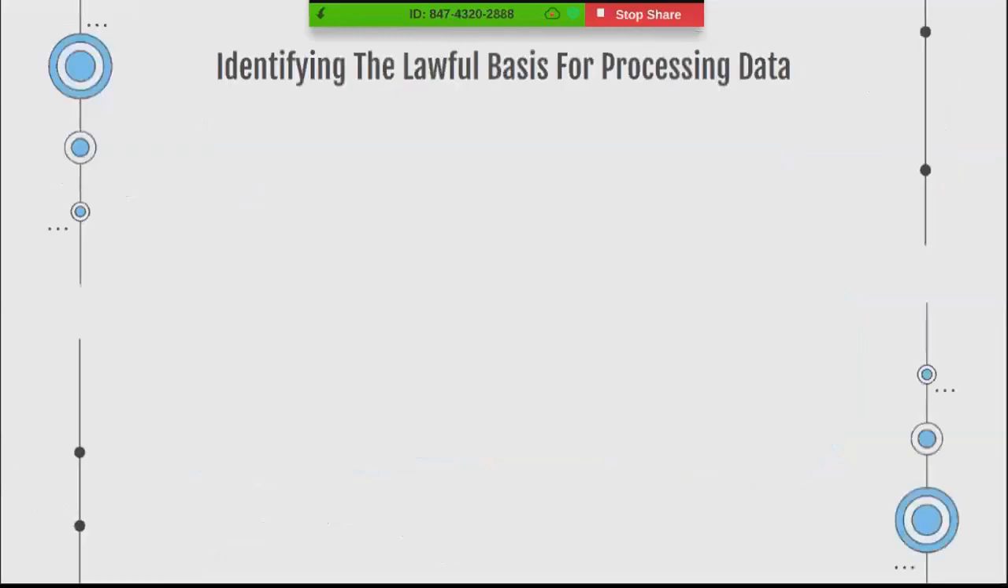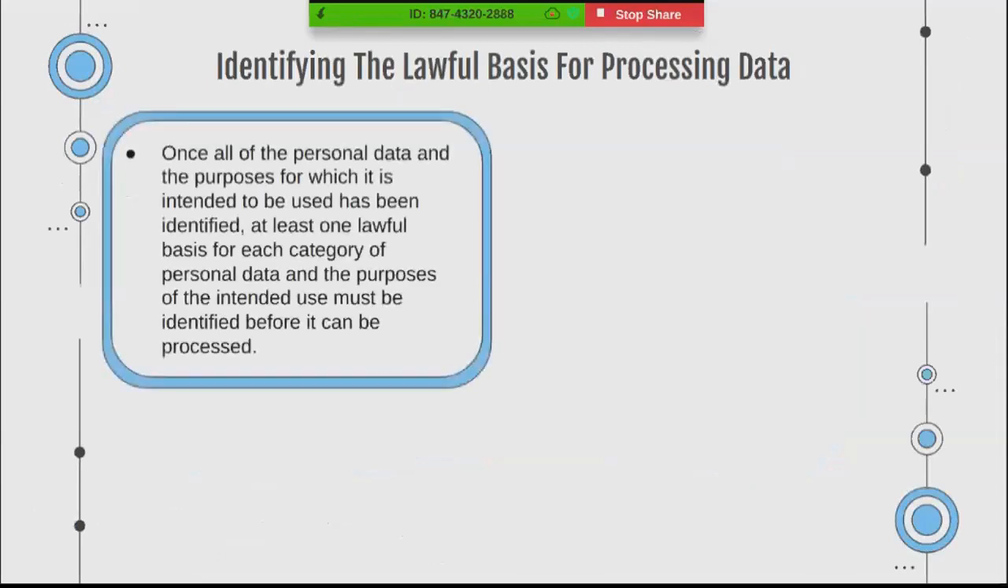Okay, so within the realms of processing data, we need to identify a lawful basis for why we are actually processing that data. So once all of the personal data and the purposes for which it is intended to be used has been identified, we then need to assign at least one lawful basis for each category of personal data, and the purposes of the intended use must be identified before it can be processed.